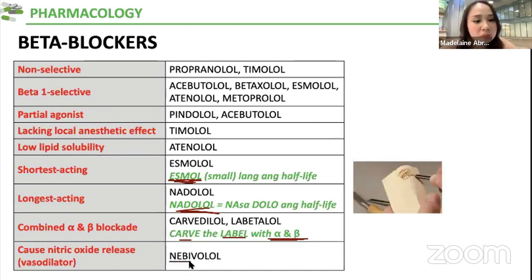And then your nebivolol, paano tandaan? N for nitric oxide and B for nebivolol, B1 for beta 1. Okay, so nebivolol causes nitric oxide release and beta 1 blockade. Again, nitric oxide tsaka beta 1, mechanisms ng nebivolol. Then si carvedilol, labetalol, alpha and beta. So inisip ko dyan para kang nagka-carb, di ba? Alpha, isipin nyo na lang. Tsaka beta. So carb the label.